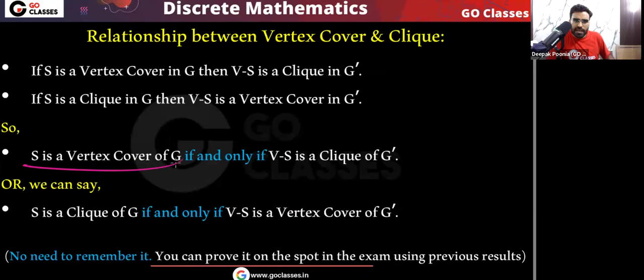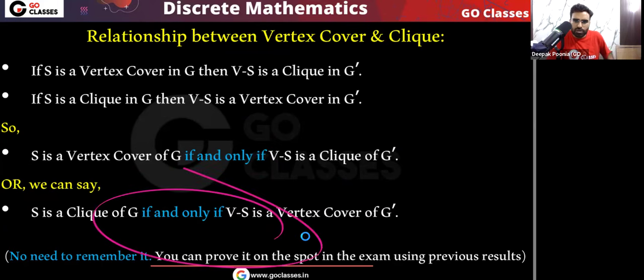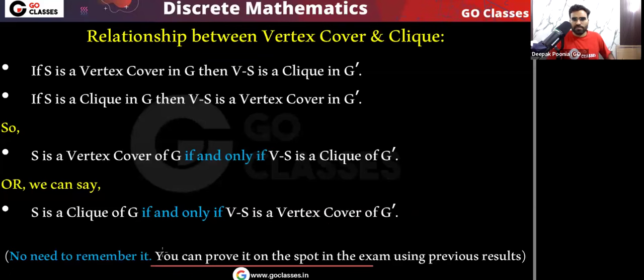So I can say that S is a vertex cover in G if and only if in G complement V minus S is a clique. Or we can say the same statement: in G, S is a clique if and only if in G complement V minus S is a vertex cover. Again, I'm saying there is no need to remember it. You don't need to remember the relationship between vertex cover and clique. You can prove it on the spot, in the exam, using the previous results. I hope you understood.